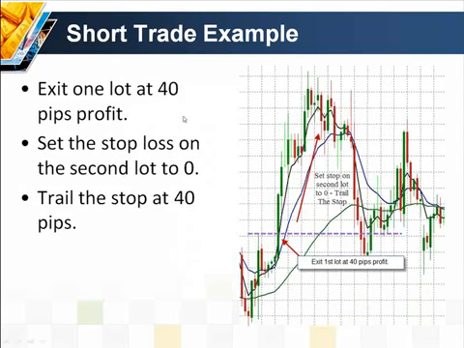And we exit one lot at 40 pips profit, so we set our take profit level to 40 pips. And when that first lot exits, we move the stop loss to the break-even point, and we trail the second stop loss until it is hit.